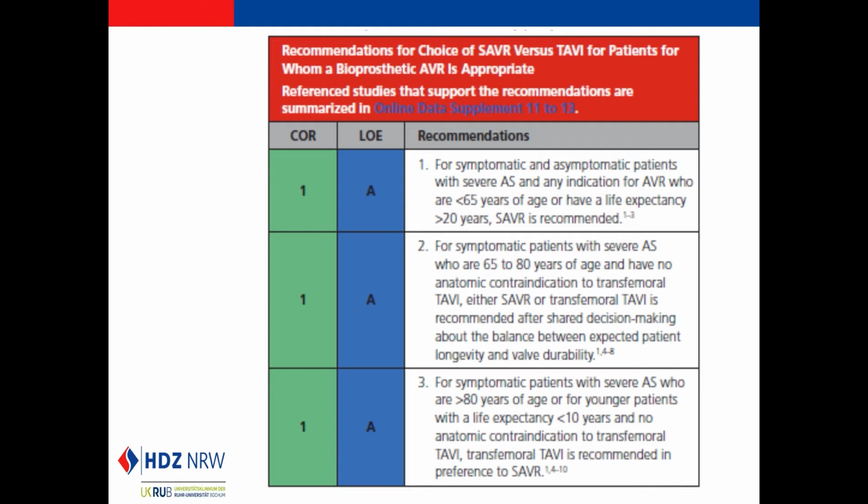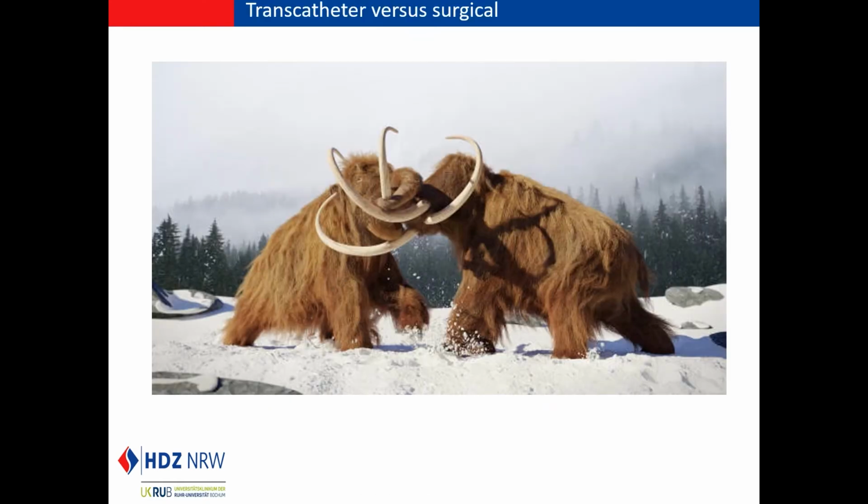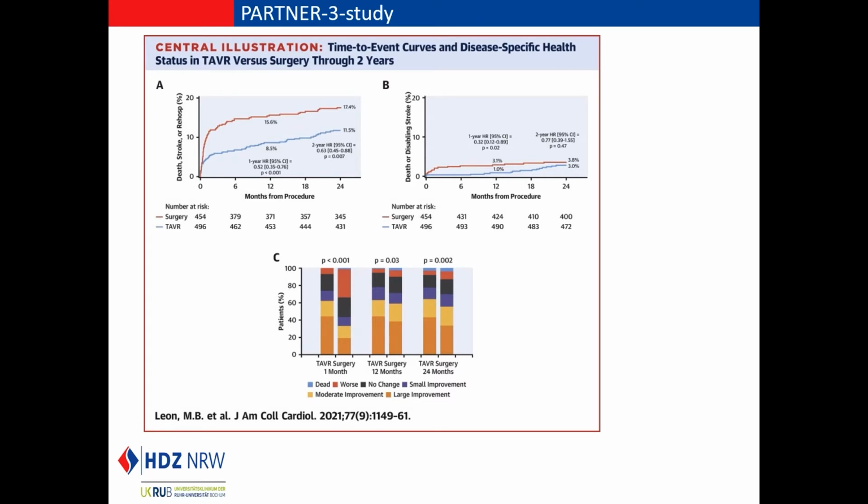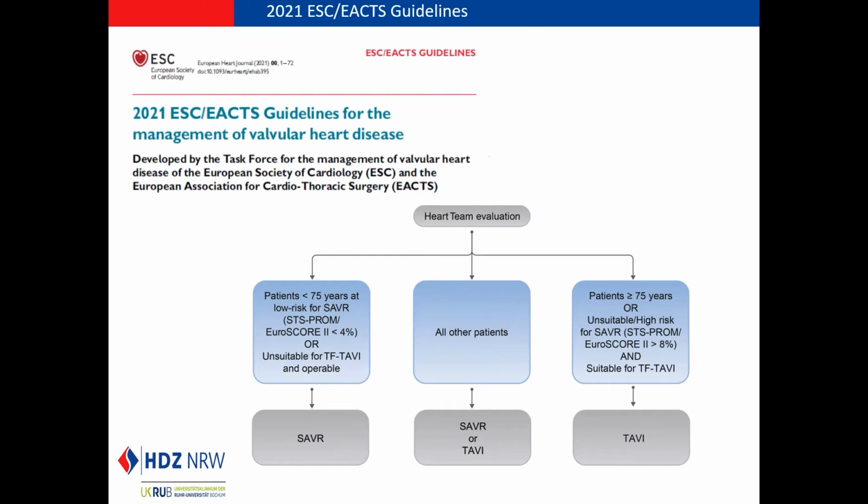However, the transcatheter versus the surgical approach is still under discussion through the surgical and interventional societies. And since 2021, the Partner 3 trial showed the 2-year outcome results in elderly patients, and here the outcome measures death and disabling stroke in surgical patients after 2 years was not inferior compared to TAVI. Therefore, this discussion is still going on, and we see it in the European guidelines. And you see it in the next slide.